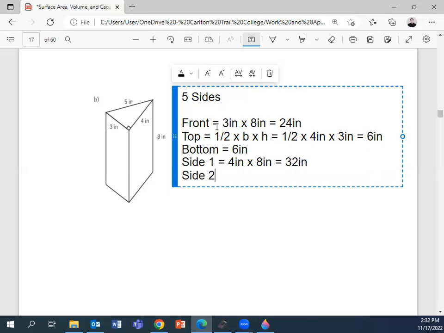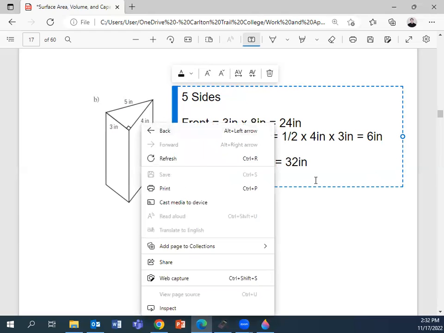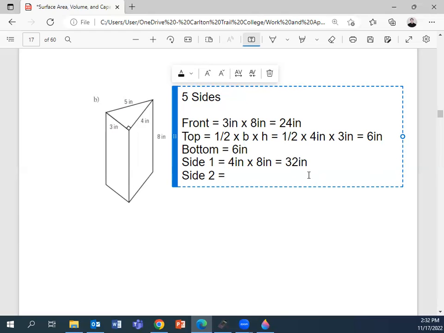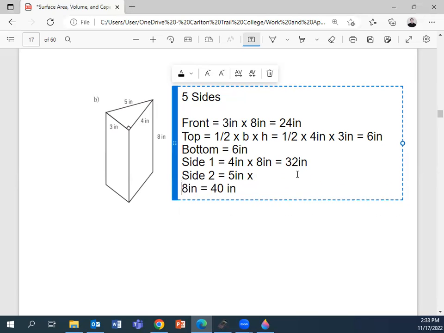What's my side 2, my visible side? 3 inches by 8 inches. Oh, that's the front here. There's an invisible side, and it won't be the same. You're right, it's going to be 5 by 8, that's the length of that one. So 5 inches times 8 inches gives me 40 inches squared. Cool, I have my 5 sides.